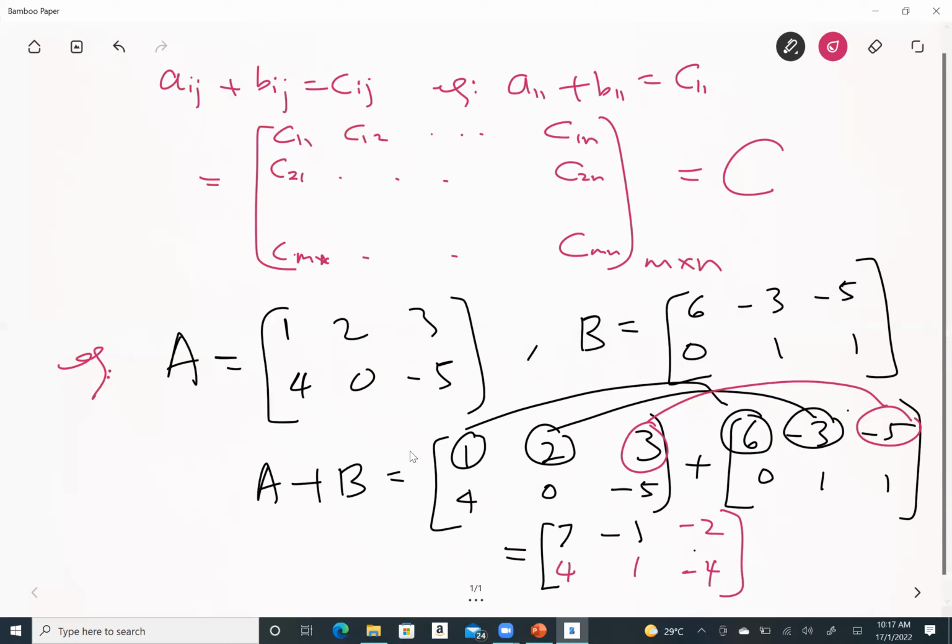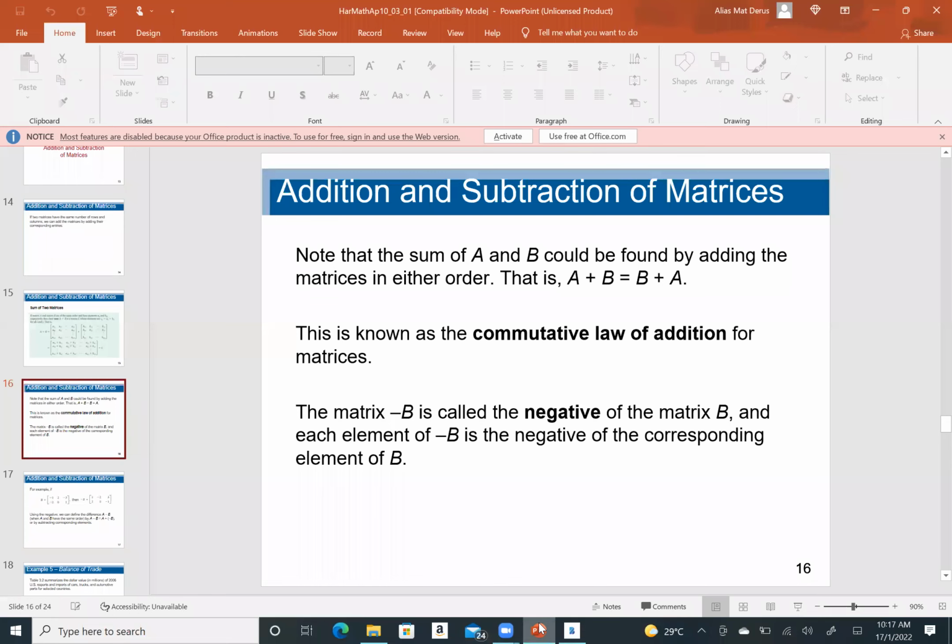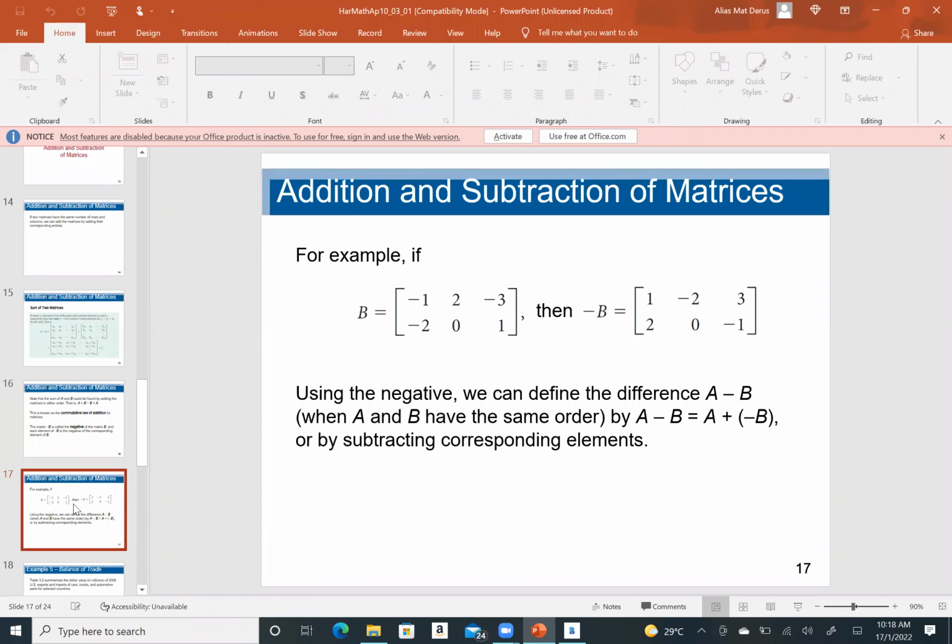So we look at the rule of addition. Now, if you have A plus B, that is equal to B plus A. In other words, if you add A to B, that will be equal to adding B to A. So this is called the commutative law of addition. All right, so that is one example.